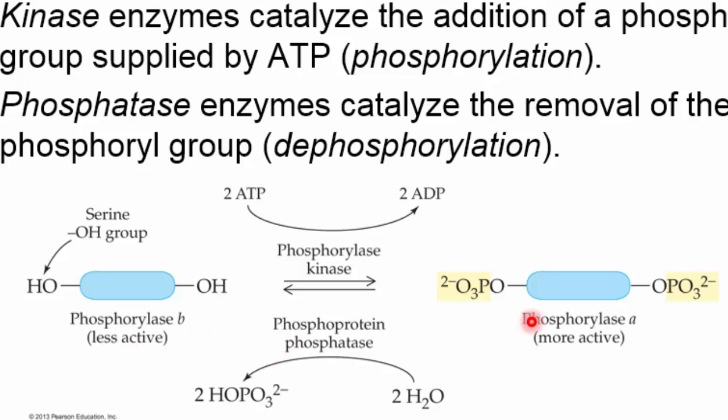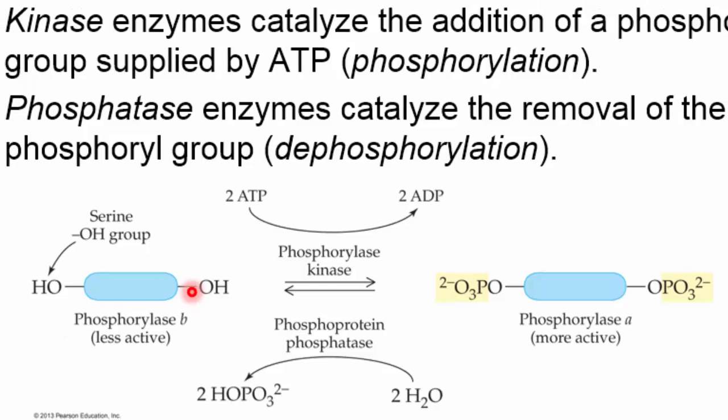So here is an example of covalent modification, or in another word, phosphorylation: the formation of a covalent bond between the oxygen of the serine residue and the phosphate group. So this is called phosphorylation or covalent modification, and it is a way of control. Again, the phosphorylated form of glycogen phosphorylase, denoted A, is more active than the dephosphorylated form, denoted B, which is less active.